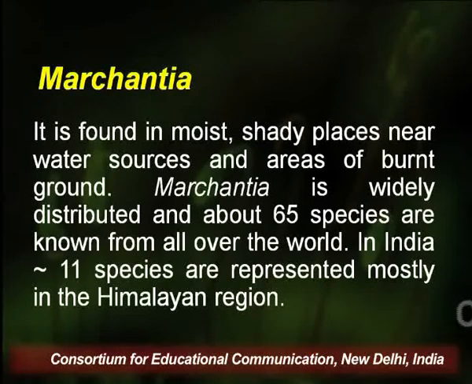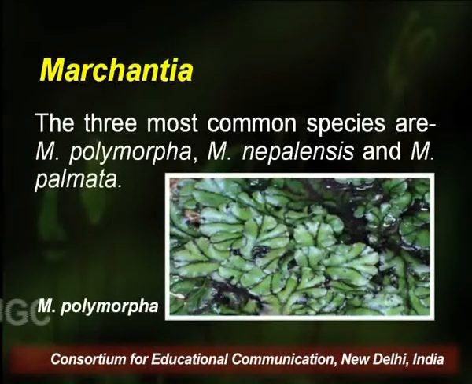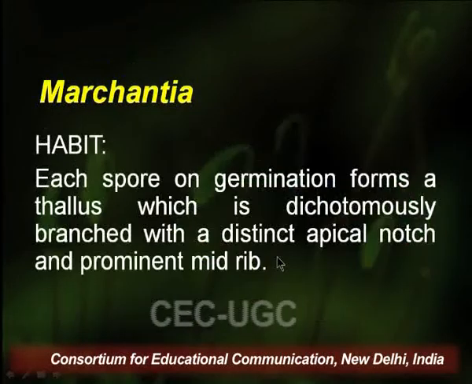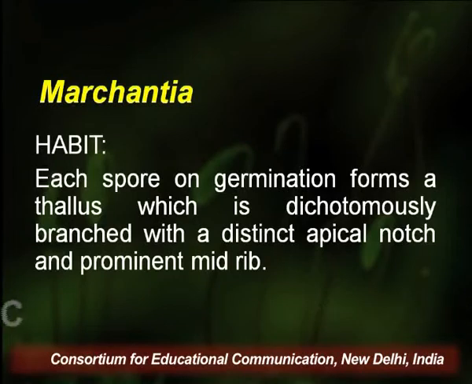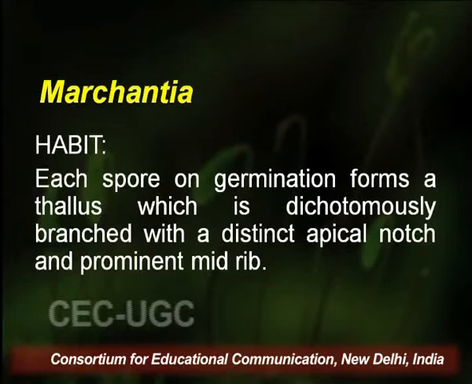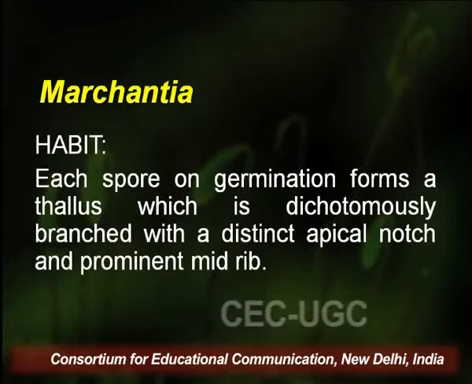In India, approximately 11 species are represented, mostly in the Himalayan regions. The 3 most common species are Marchantia polymorpha, Marchantia nepalensis and Marchantia palmata. Here we are showing a picture of Marchantia polymorpha. As far as the habit of Marchantia is concerned, each spore on germination forms a thallus which is dichotomously branched with a distinct apical notch and a prominent midrib.